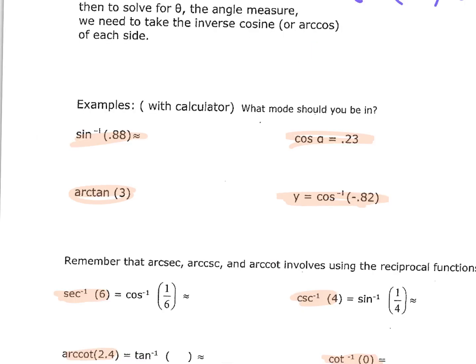We ready to go over our answers? Okay, inverse sine of 0.88. Alex, what'd you get? 61.64 degrees. I like that you went out to hundreds. Let's go 2 places after the decimal.